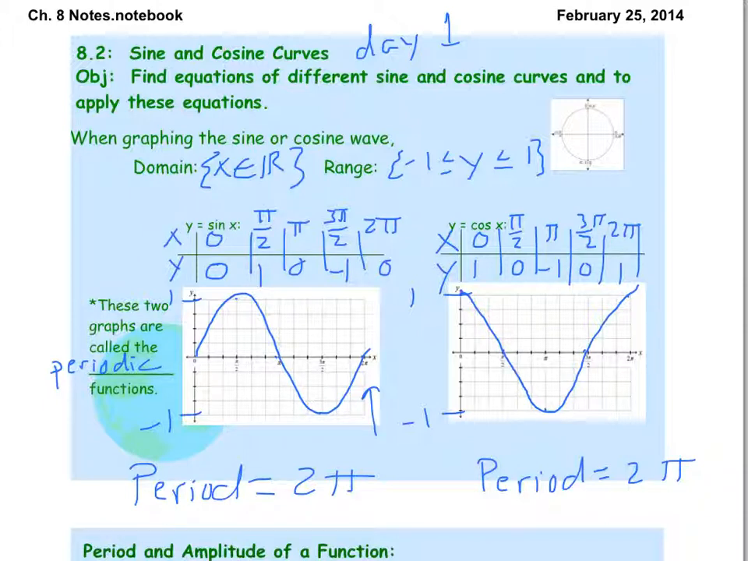Really, the only difference between sine and cosine is where they start. Sine starts at 0, and if you look at the graph, you can kind of think about that as the middle. Cosine starts at the top. Very similar functions, which is why they go in the same category and they're taught together, because they're periodic functions.